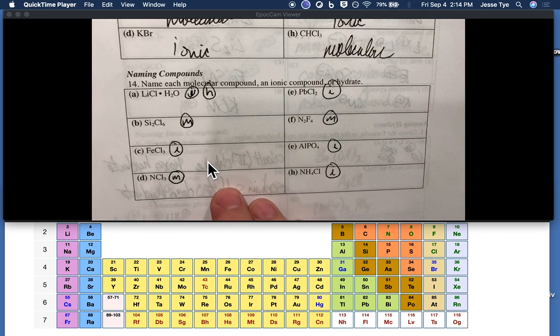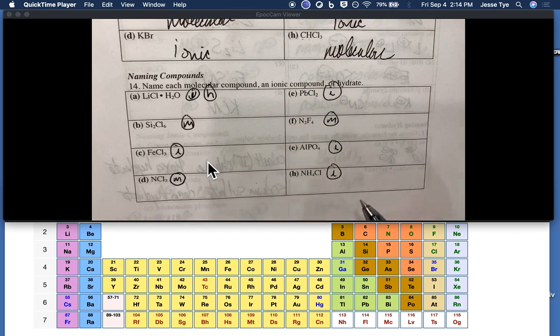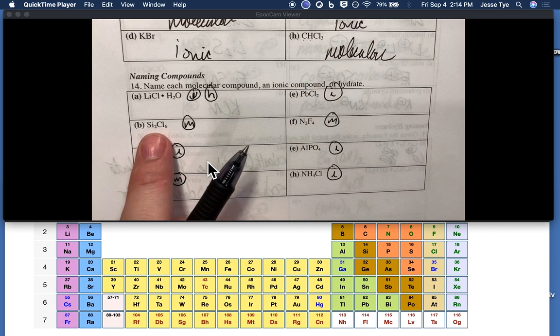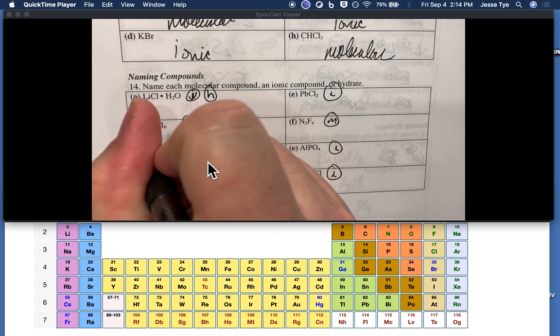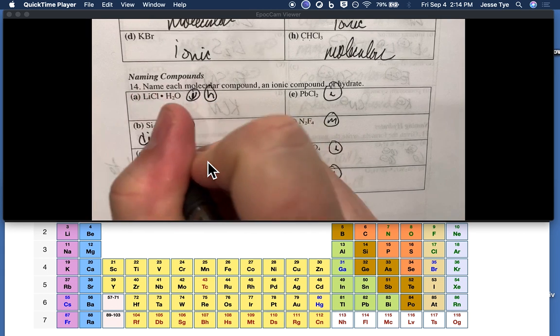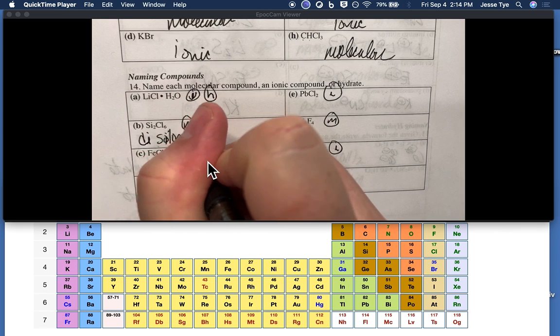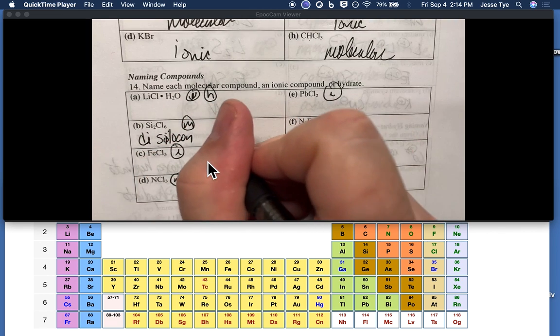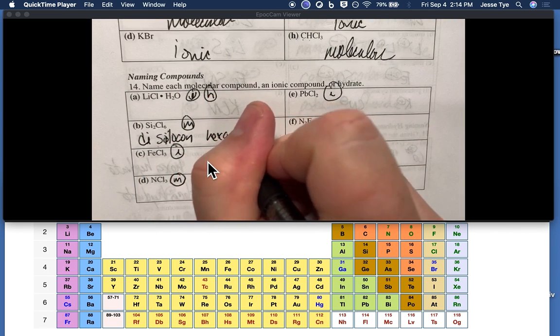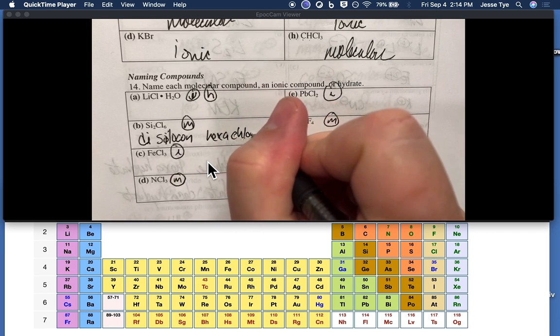So now let's go through and work first the molecular compounds. The molecular is when we have the prefixes. So we need to say how many silicons are here. Disilicon, hexa, because there's 6, chloride.